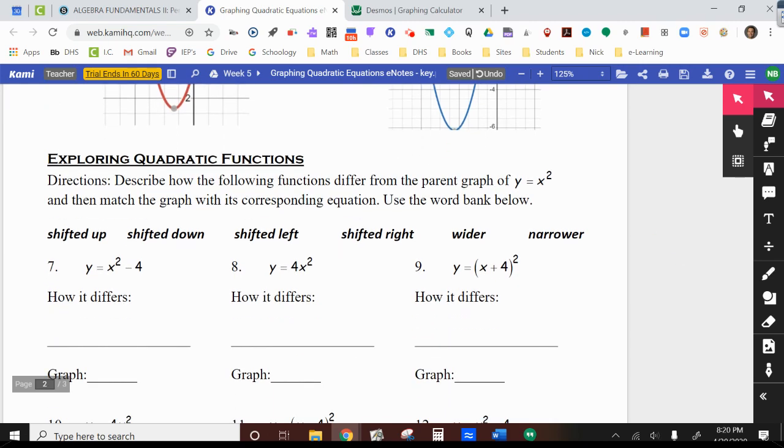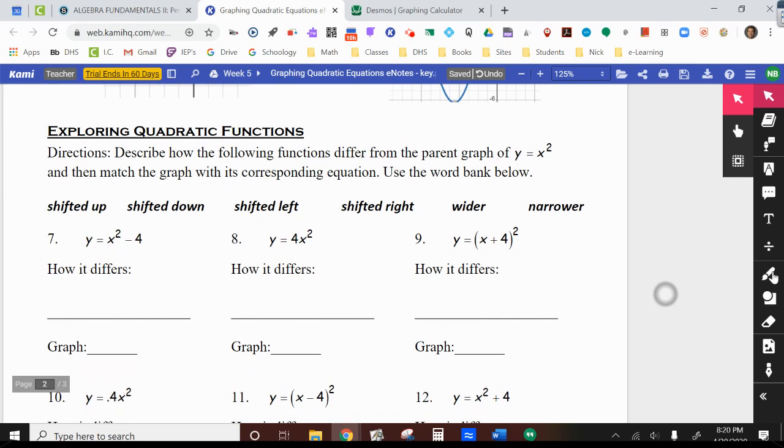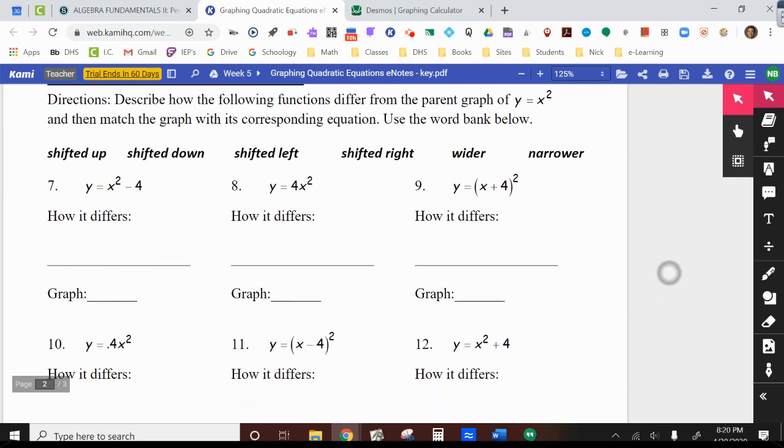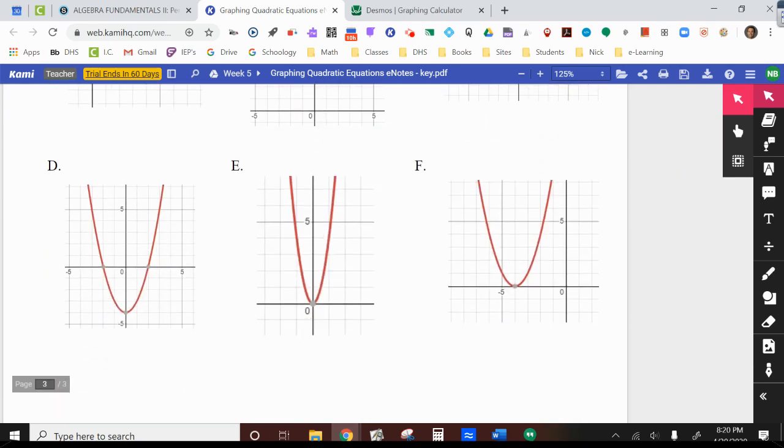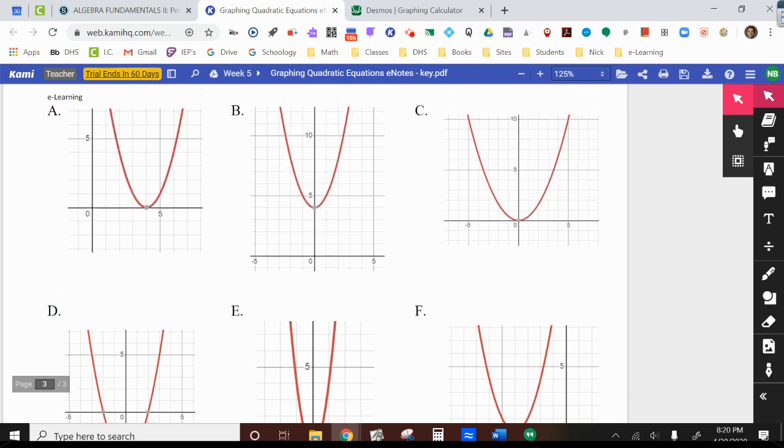Now we're going to look at exploring these quadratic functions, or quadratic graphs. We're going to describe how the following functions differ from the parent graph of y equals x squared. Remember that parent graph is just the simplest, most basic type of quadratic equation you can get. And then we're going to match its graph to its corresponding equation. We're going to use this word bank below. I have 6 words in my word bank, 6 blanks here, and 6 different graphs. So we're going to do a little matching and a little bit of describing here.